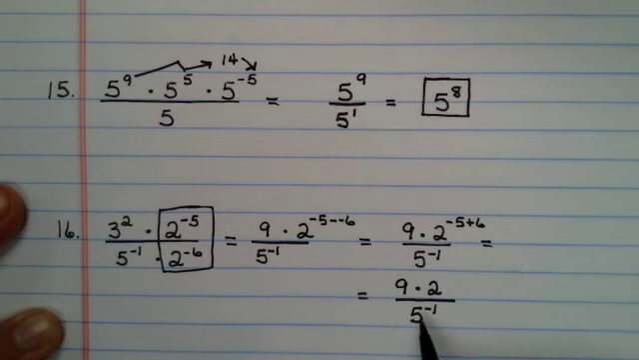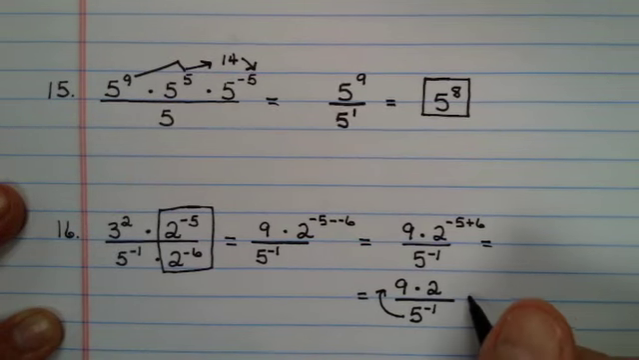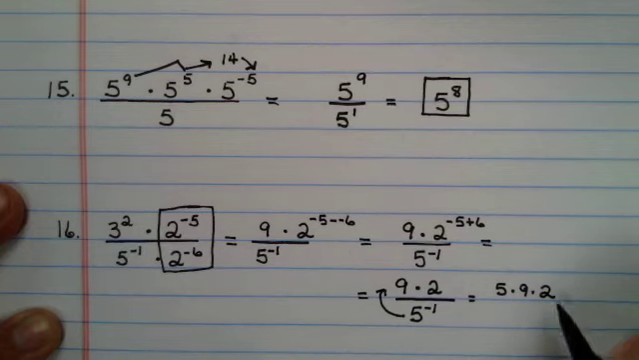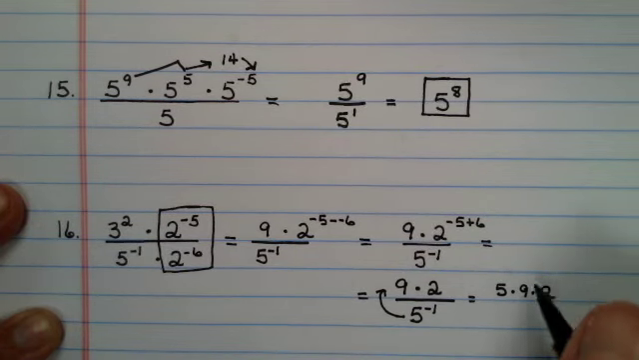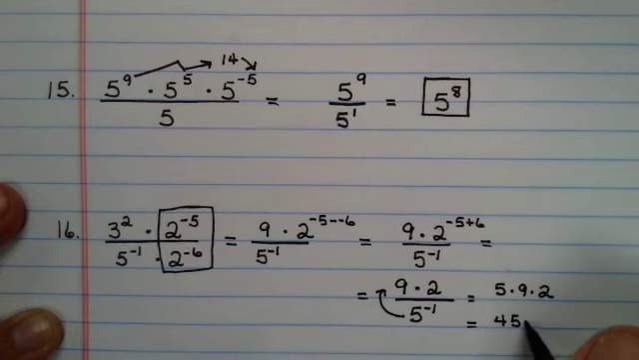Again, what are you supposed to do with negative exponents? I'm going to take this negative exponent and flip it, but that's the only thing that gets flipped, the base with the negative exponent. So this is 5 times 9 times 2. 5 times 9 is 45, and 45 times 2 is 90.